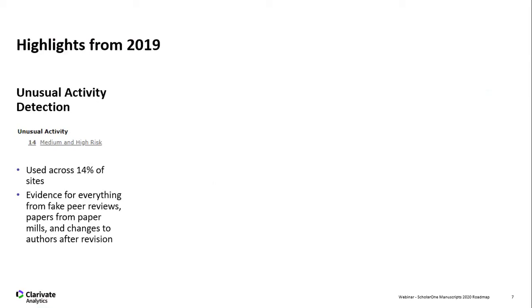Unusual activity detection is something we launched in 2018, so it wasn't a 2019 initiative. But we've got about 14% of our sites using it, so quite a few out of more than 7,500 journals. And we know with certainty, based on conversations and on data that we've provided with the tool, that it's helped detect and provide evidence for everything from fake peer reviews, papers from paper mills, and now changes after revision.